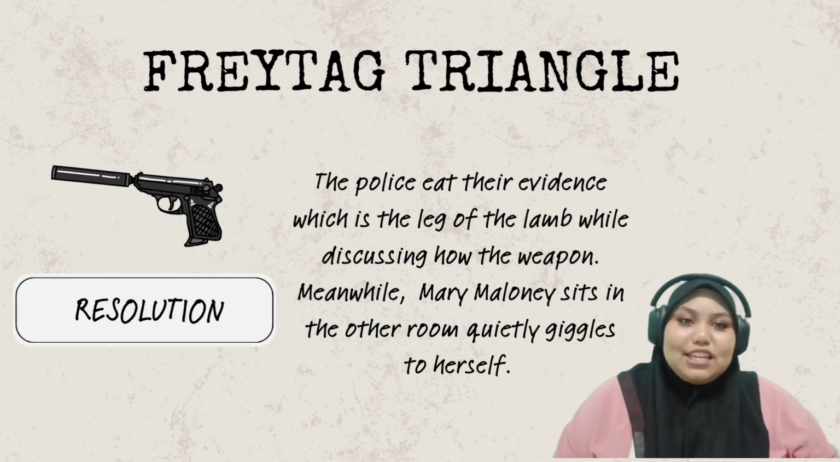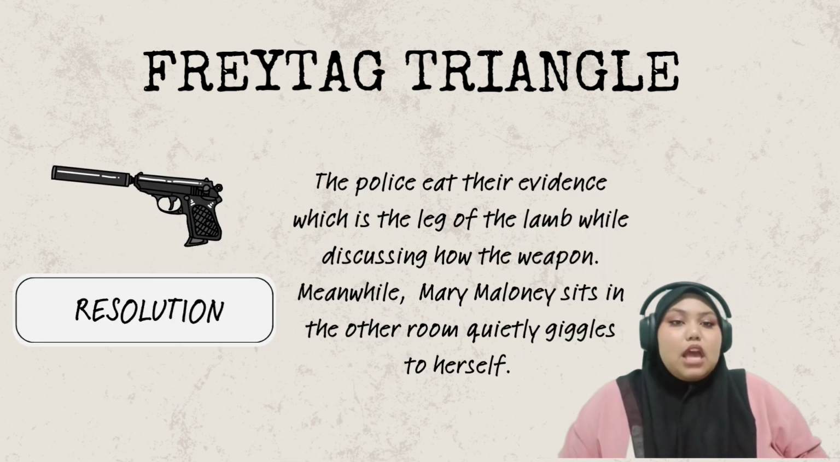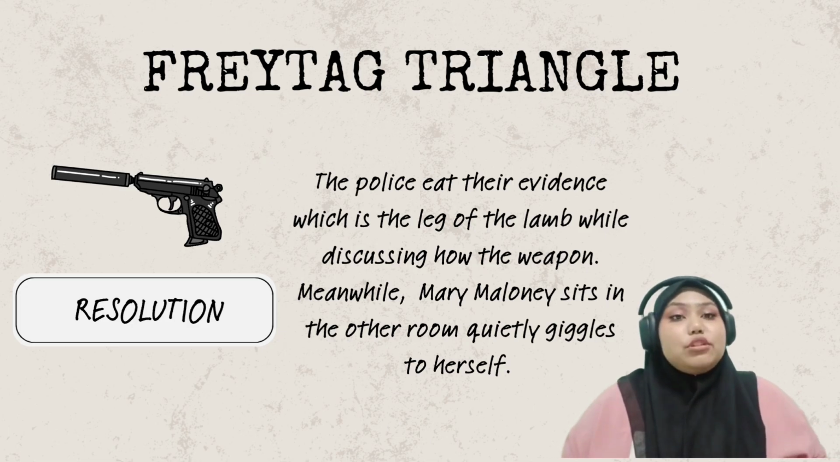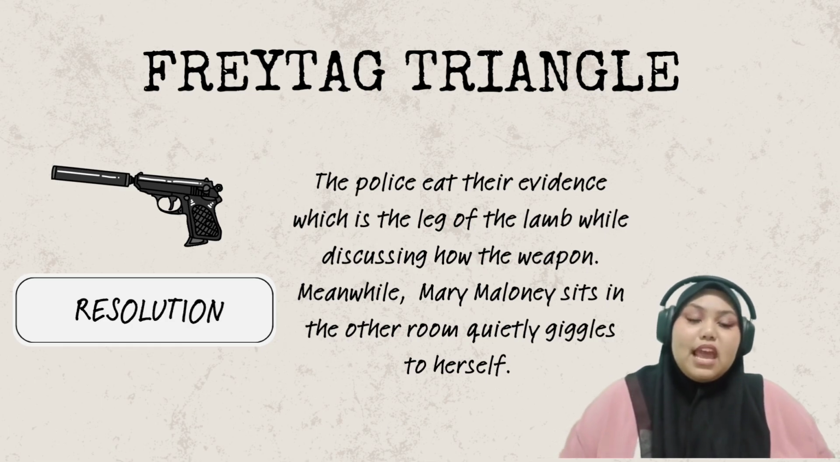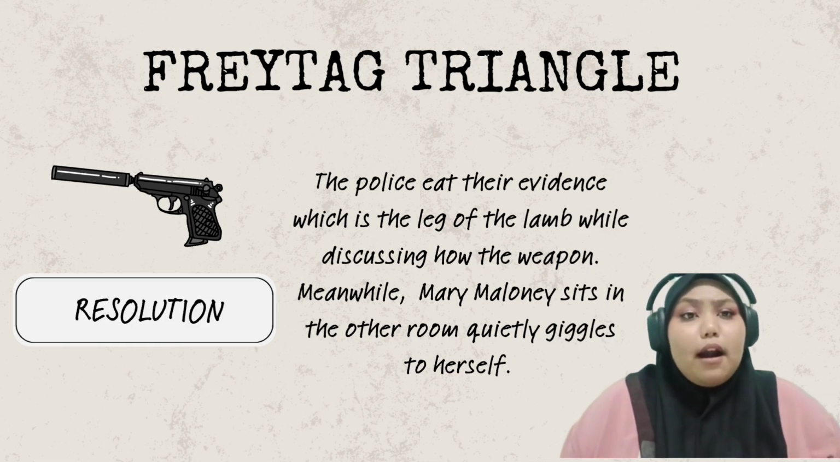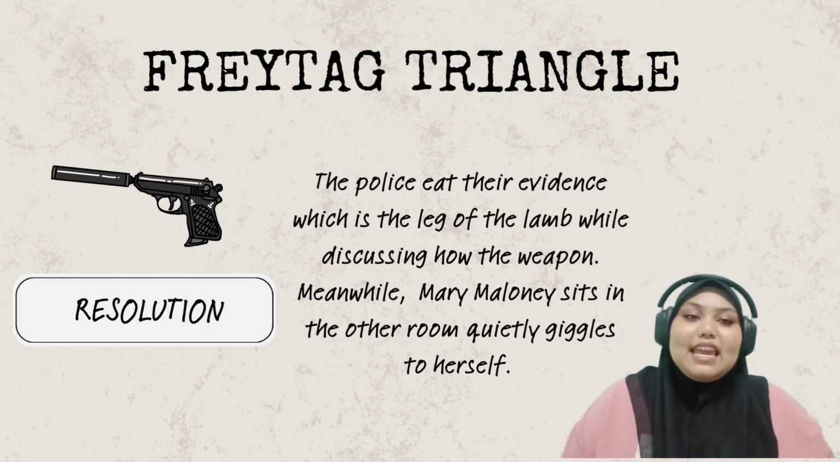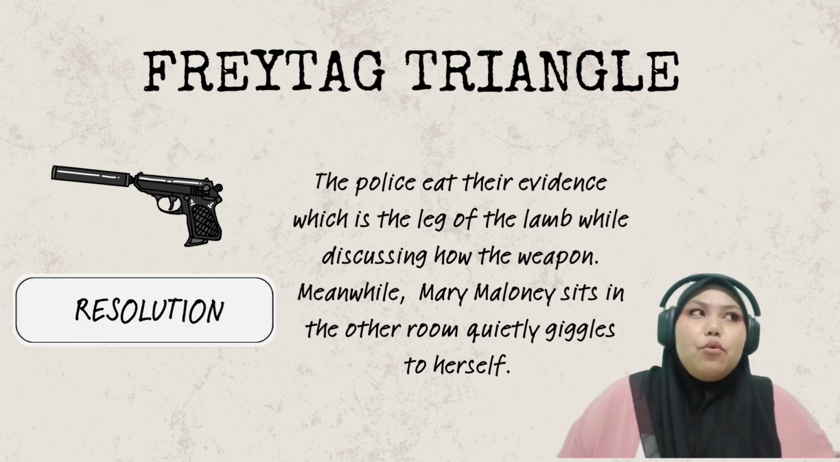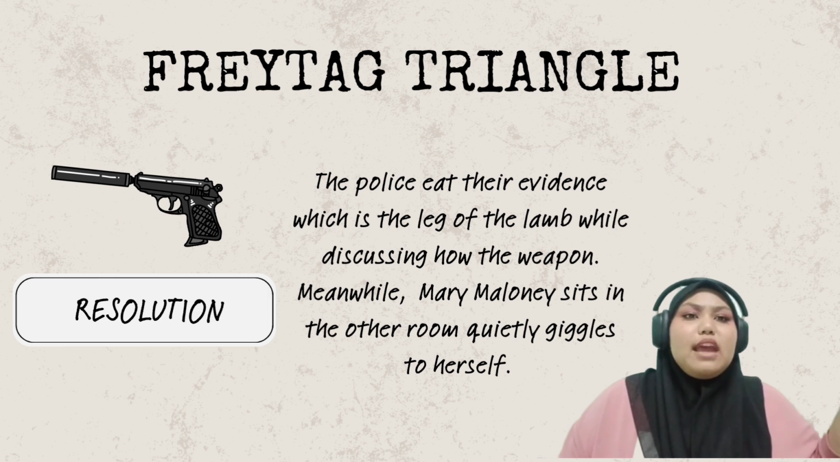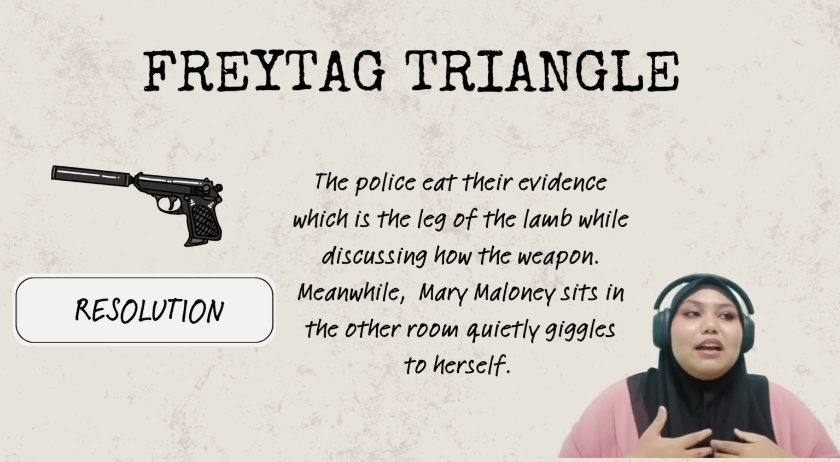Last but not least is the resolution. Resolution means when the conflict is completely resolved and the characters have found solutions to their problems. In this story, the resolution is when the police eat their own evidence, which is the leg of lamb that Mary Maloney cooked in the oven, while discussing where the weapon is and where they can find the evidence. Meanwhile, Mary Maloney just sits in her living room, quietly giggling by herself, because the police discuss where the weapon is.